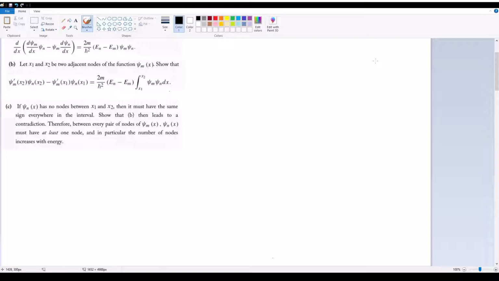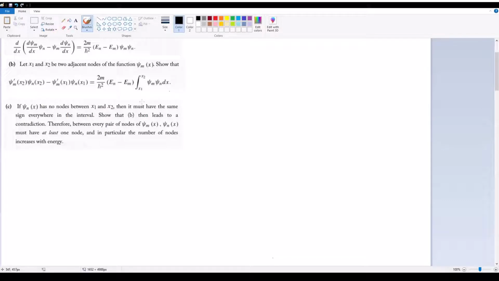We're saying that if ψn has no nodes between x1 and x2, then it must be the same sign everywhere in the interval. Show that this conclusion then results in B leading to a contradiction. Therefore, between every pair of nodes of ψm, the higher energy wave function ψn must have at least one node. In particular, the number of nodes increases with energy. So let's start, before looking at the bottom part, by proving the first part, which is that if ψn has no nodes between x1 and x2, then it must have the same sign everywhere in the interval, therefore resulting in B leading to a contradiction.